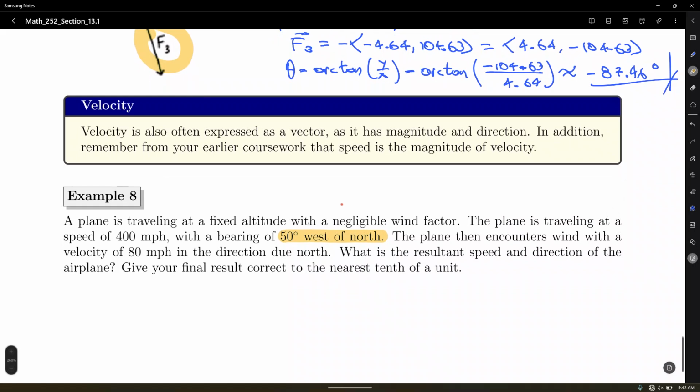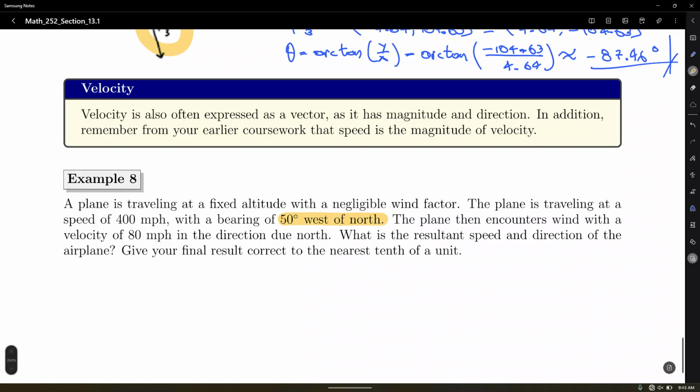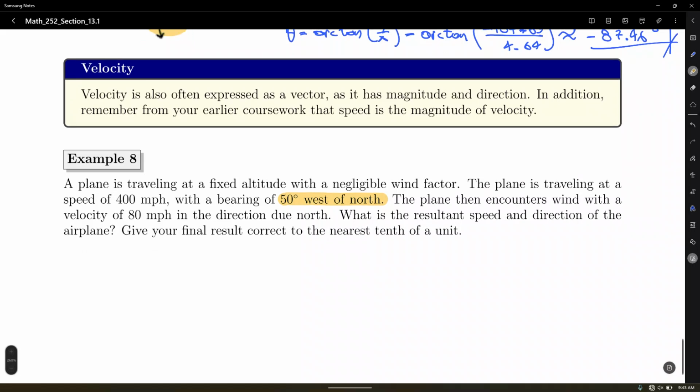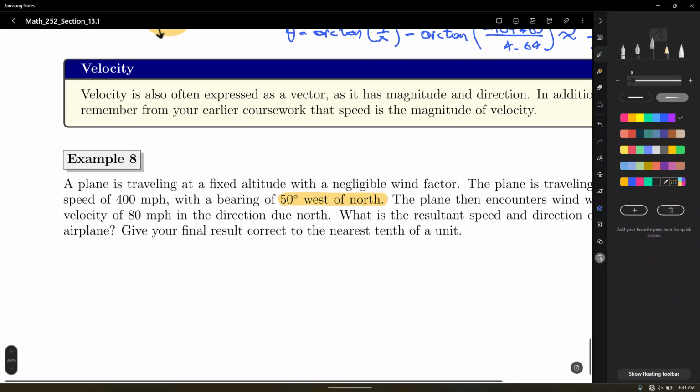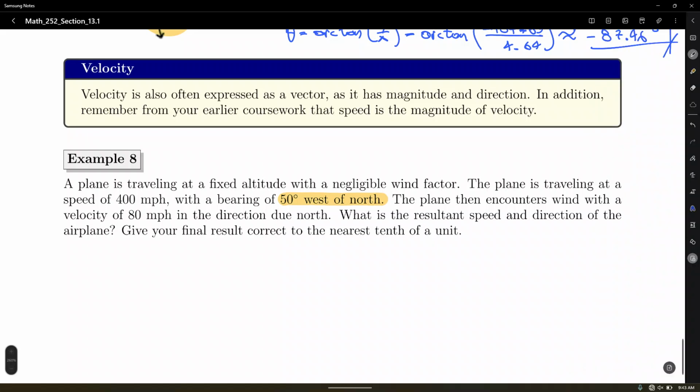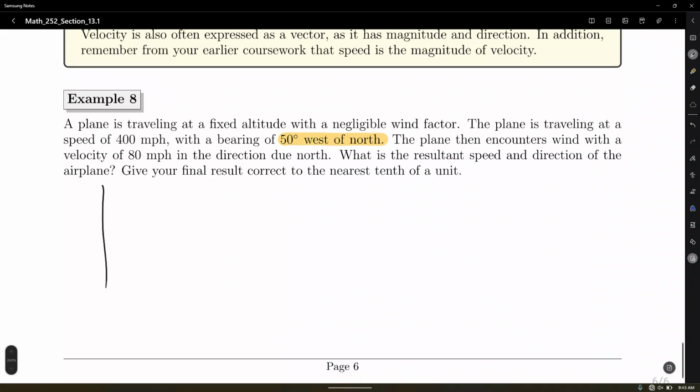Of course that crosswind, because it's going to the north, is going to push the airplane in a way, make it go faster, but it's also going to shift it slightly to one side, as we will see. Give your final result correct to the nearest tenth of a unit. So they're asking us for the resultant speed and the direction. In a similar way to what we did before, number one, let's represent this graphically.